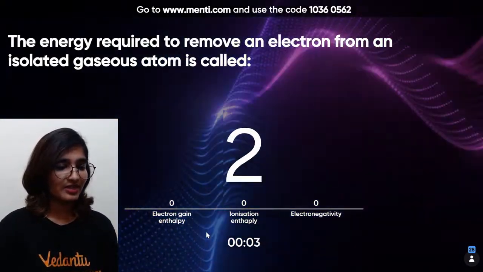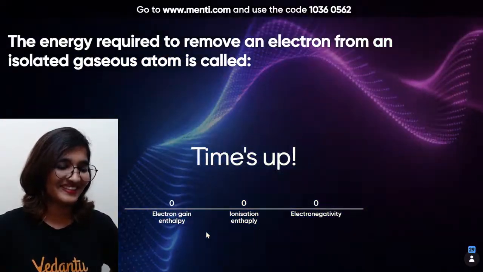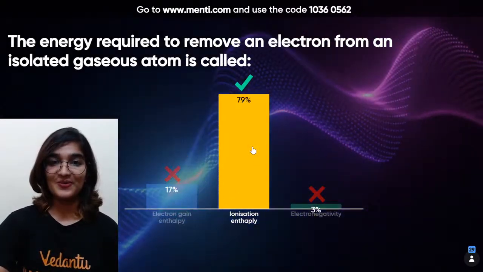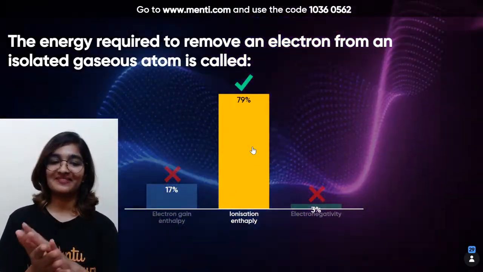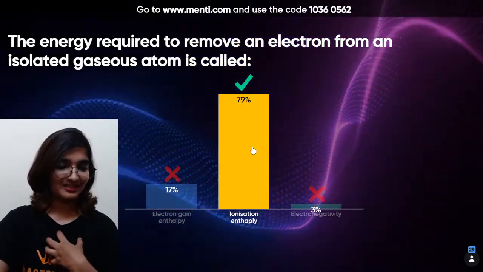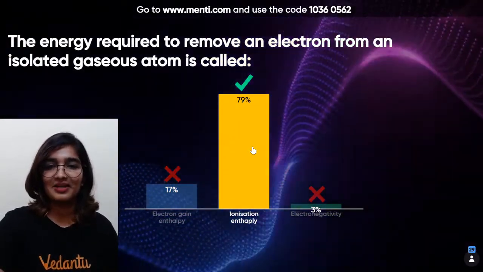Come on, come on, everyone. 3, 2, 1. Whoa, 79% of you gave the right answer. You are doing well. Did you ask me? I'm also doing good. B for bonds. Chemical bond.